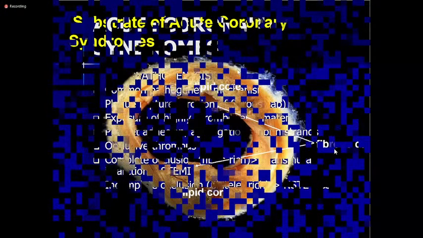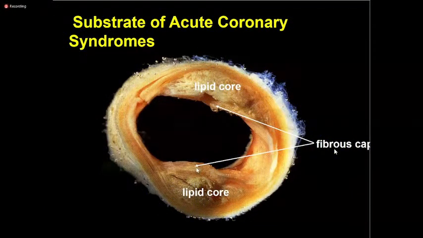So this is a pathological specimen of a coronary artery, and down here is the atherosclerotic plaque. Well, there's another one up there, but the one down is bigger. And you can see this lipid core, which looks sort of necrotic, etc. And on top of it is a nice fibrous cap, which is covering the lipid core. So what precipitates an acute coronary syndrome is if there's disruption of this fibrous cap. And the next slide shows it.